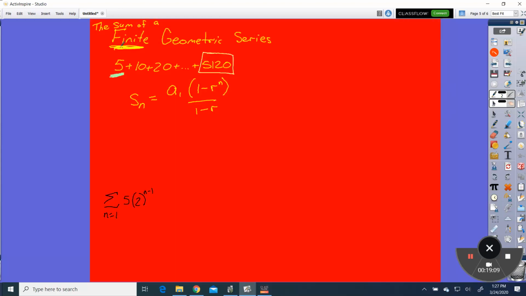All right, the sum of a finite series. Infinite means it keeps going on forever and ever, so if it has the n in there, it means infinite. Finite means it ends, okay? So this is saying I start at 5, I get to 10, 20. Oh, I'm multiplying by 2. So my first term is 5. I multiply that by 2, I get 10. Multiply that by 2.